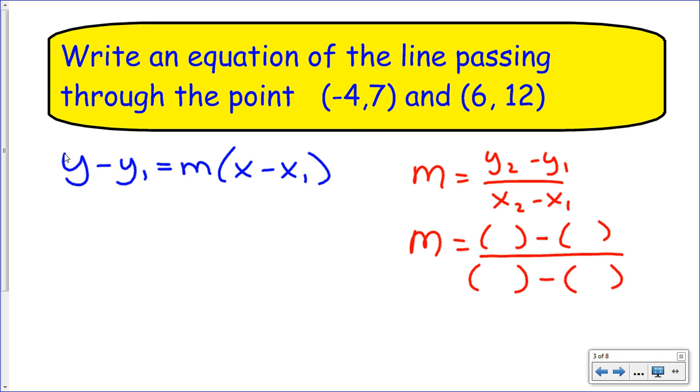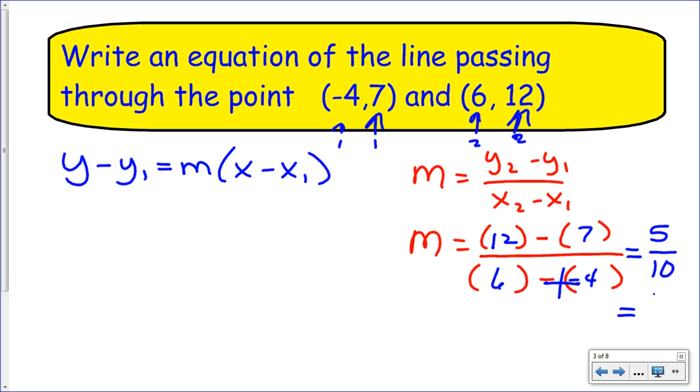So y minus y over x minus x. If I come back up here, this is a y and this is a y. This is my y2 and this is my y1. So 12 minus 7. Then this is going to be my x2, which is 6. And this is my x1, which is negative 4. 12 minus 7 is 5. And 6 minus negative 4, which actually ends up being just a plus, is 10. 5 over 10 is a half. So my slope is a half.